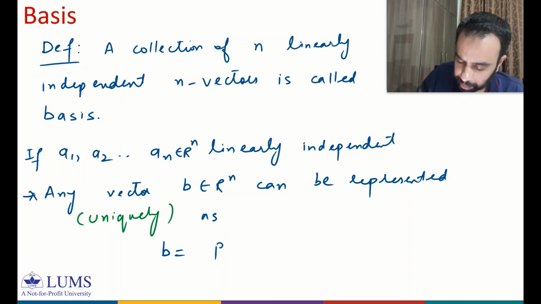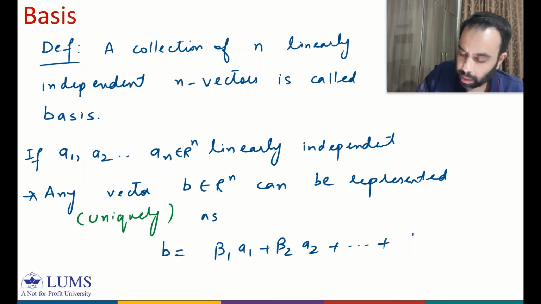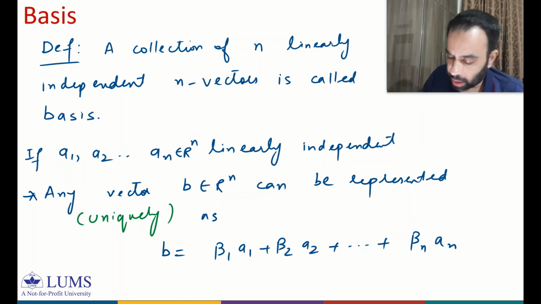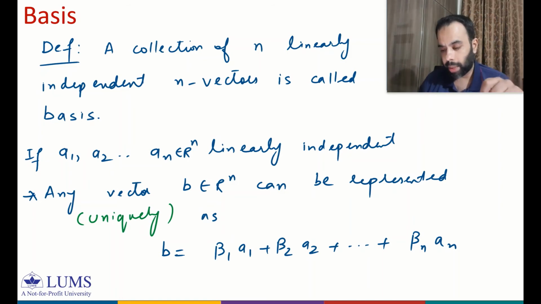B is equal to beta 1 a1 plus beta 2 a2 plus beta n an, and for given B, these beta 1, beta 2, beta n are unique. So what does beta 1 quantify? Beta 1 quantifies the contribution of a1 in B.